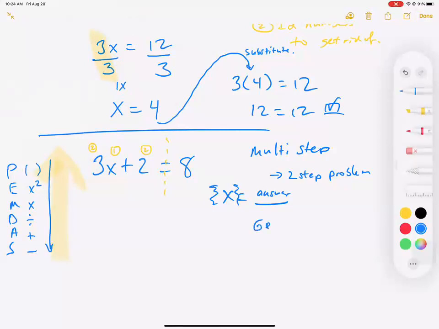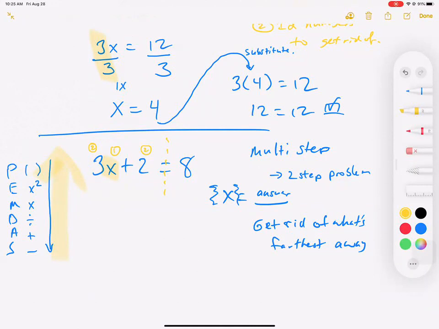Get rid of what's farthest away. Get rid of what's farthest away from your variable. So we've locked on target, stay on target. X is my variable. We decided for sure we have to get rid of the 3 and the 2.